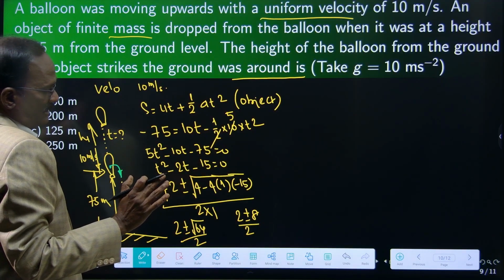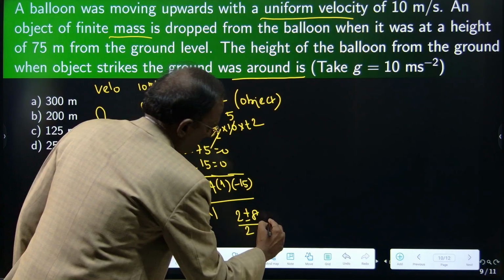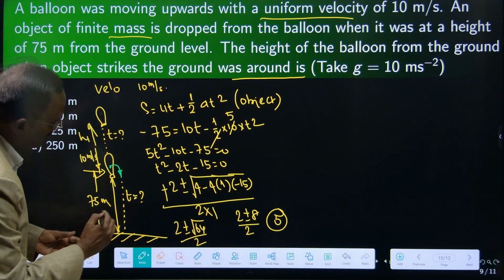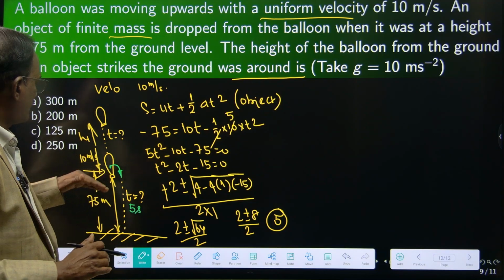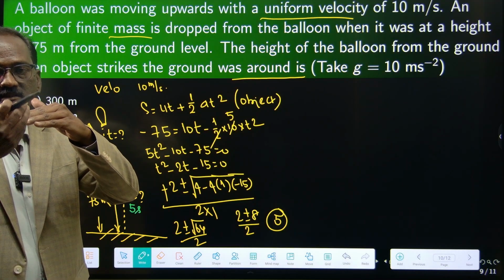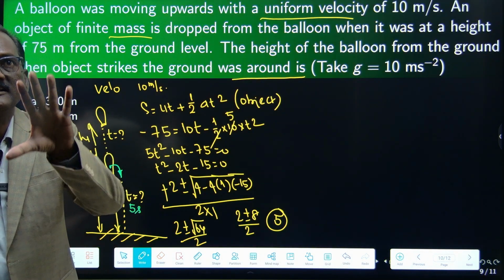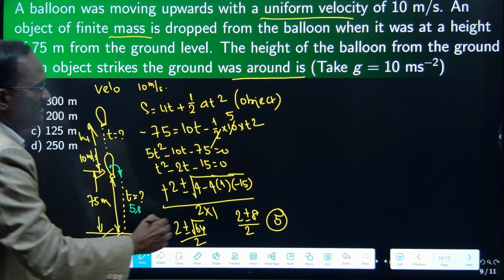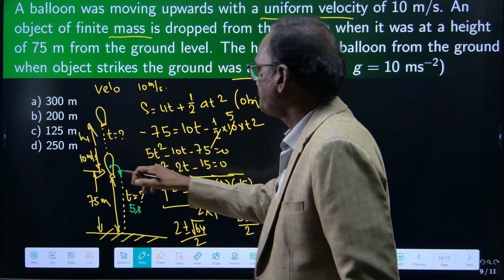The negative value we need not consider. 8 plus 2 is 10, 10 by 2 is 5. The time is 5 seconds. The balloon is at 75 meter height and an object is dropped. The object reaches the ground in 5 seconds. In that 5 seconds, the balloon will have gone up some distance, that is h1. Next, we are going to find what is that h1.